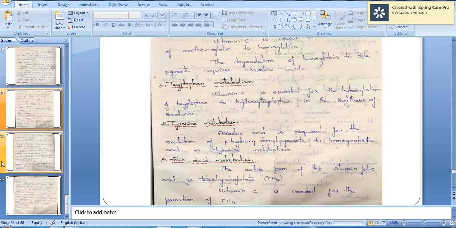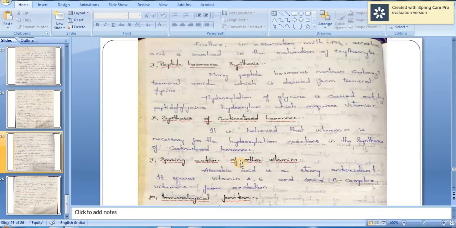Next, coming to the point, peptide hormone synthesis. Here, many peptide hormones contain a carboxyl terminal amide, which is derived from terminal glycine. Hydroxylation of glycine is carried out by peptidyl glycine hydroxylase, which requires vitamin C.